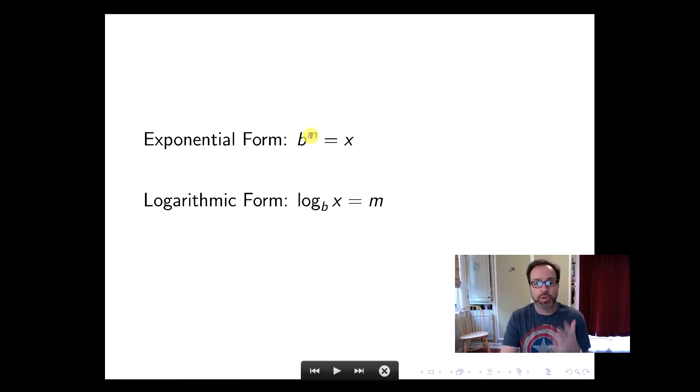And so just a quick reminder, the exponential form of an equation would be b raised to the m is equal to x, and then that exact same expression written in logarithmic form is the log base b of x is equal to m. So the log base b of x is equal to the exponent that you would get in exponential form. Just keep in mind these two equations are the exact same equation. They are just written in different forms. So now we're going to go through the proofs of these properties.